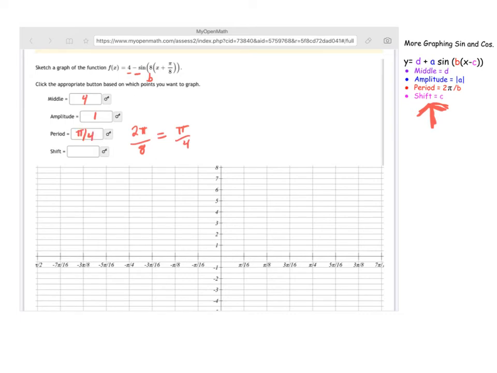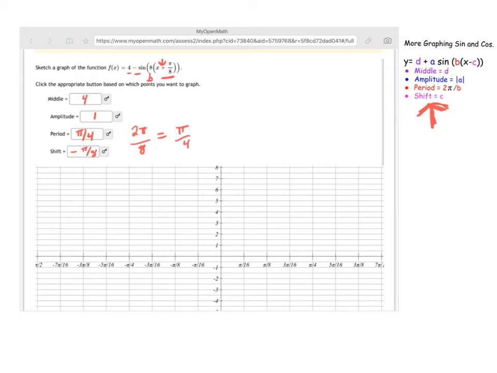And then my shift. My shift is just the number here. Now, remember, when that's a plus, my shift is to the left, which means I have a shift of negative pi over 8. So now let's take a look at how we do this in our graph.